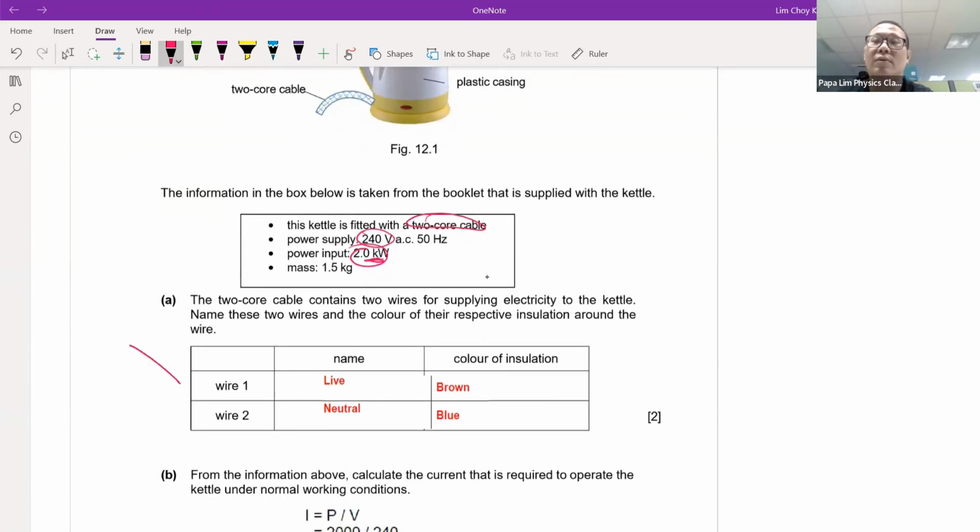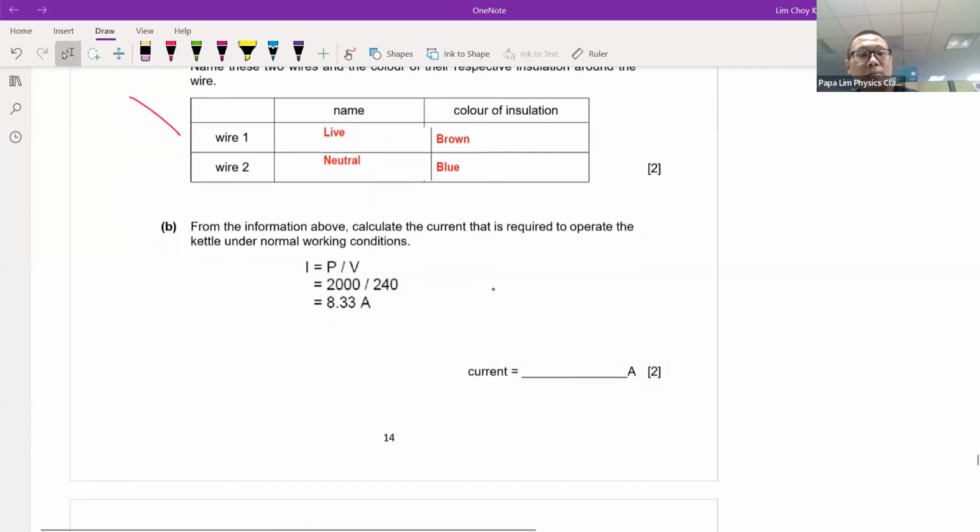You're supposed to take note of the cables. Live wire, what is the color? Blue color refers to the neutral cable. Brown color refers to the live wire. And of course, if I have a third cable, which is the earth cable, what is the color? Yellow and green. So take note of it.